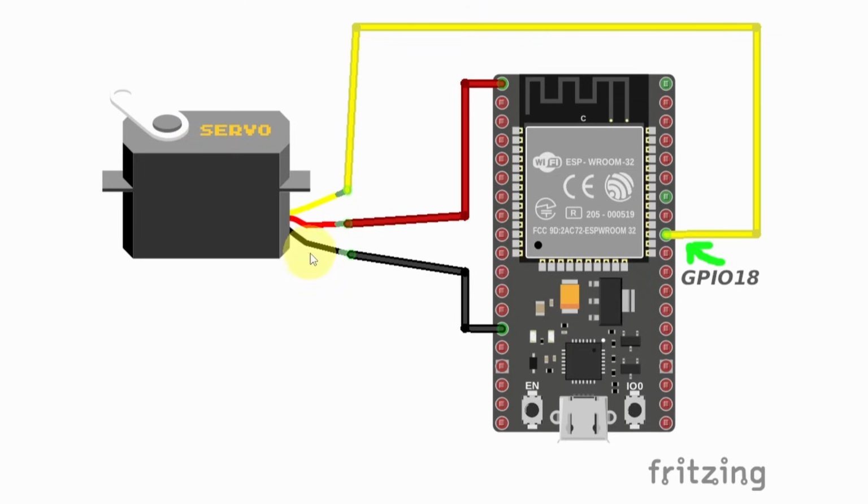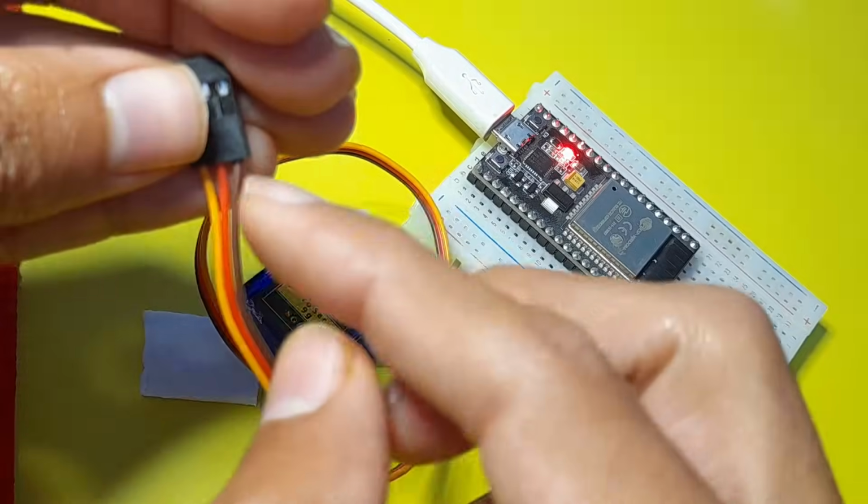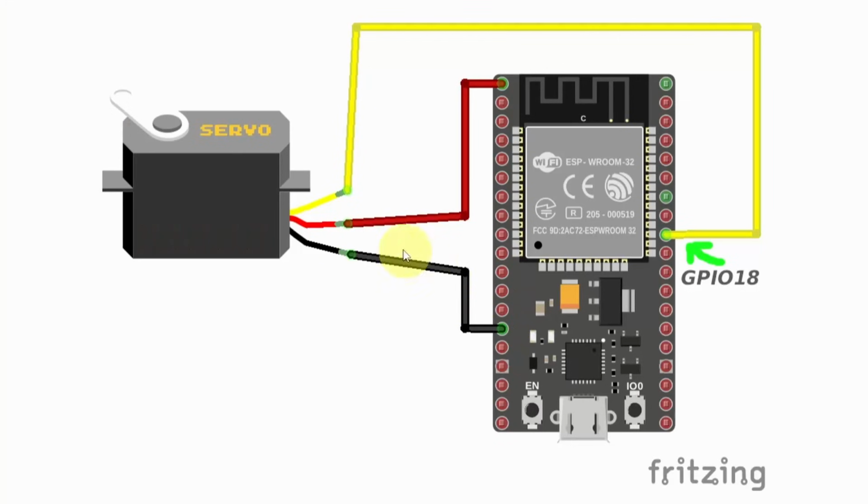Each servo has a ground wire. We have to connect it to the GND pin of the ESP32 board. For me, it is the brown wire. Then we have the middle wire, which is red, goes to the VCC or the 5-volt pin of the ESP32 board, and that will power up the servo.